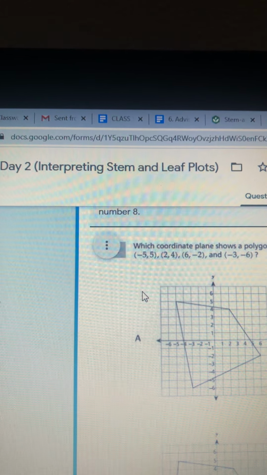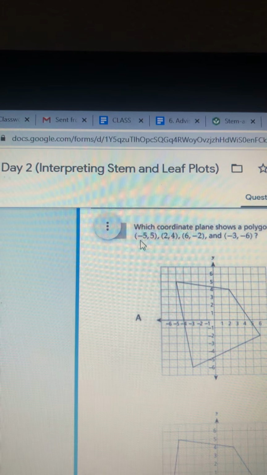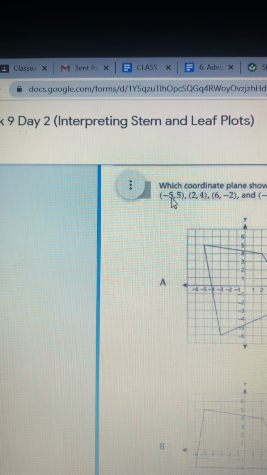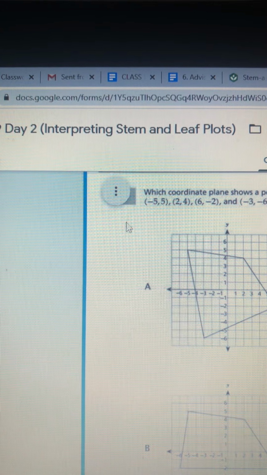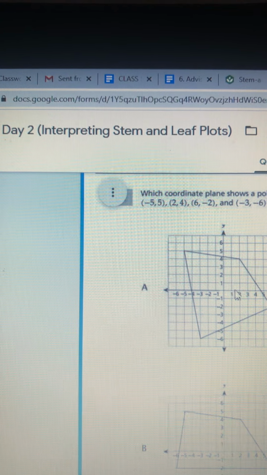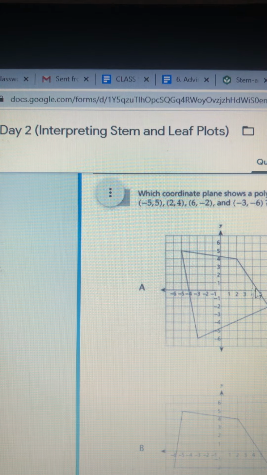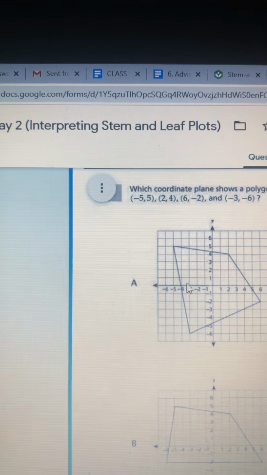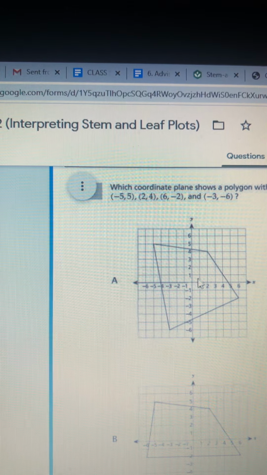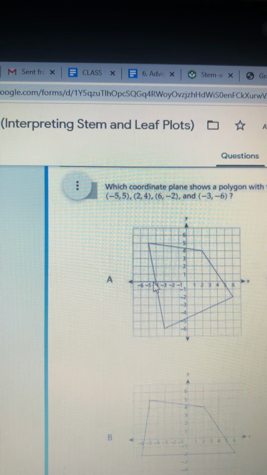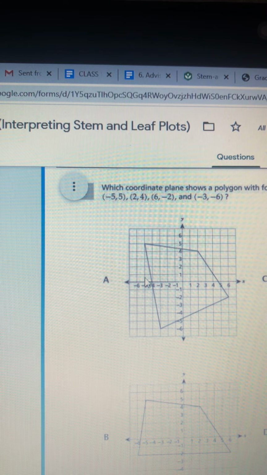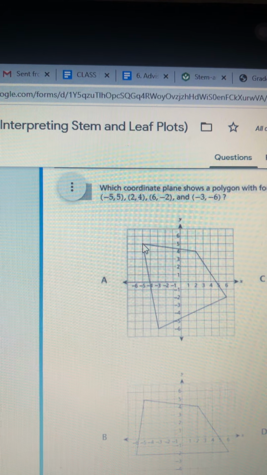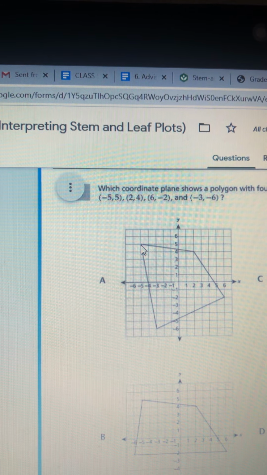All right, so we're gonna look at this. Remember how we read this? Like this is the x-axis, this is the y, x, y, and so on, right? And so we're just gonna plot these points. So we're gonna walk over, right? This is the x-axis along this way. So we're gonna go over to -5, and then we're gonna go up. That's right, we're gonna go up to 5. So that's our first point.